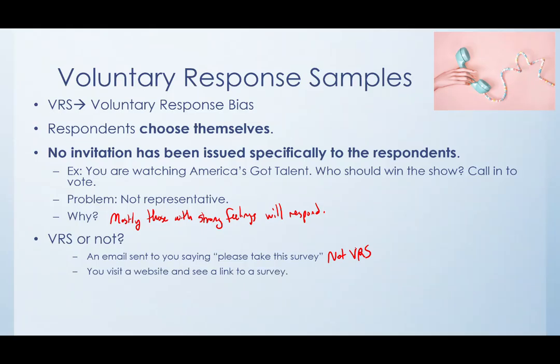Okay, now if you visit a website and you see a link to a survey, it's there for everybody, and you decide to take the survey, that is voluntary response. You were not specifically selected to be in the sample.